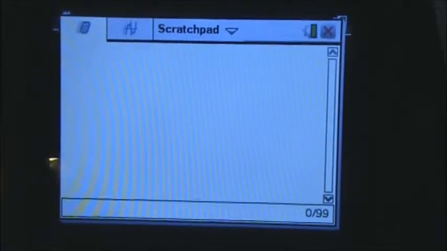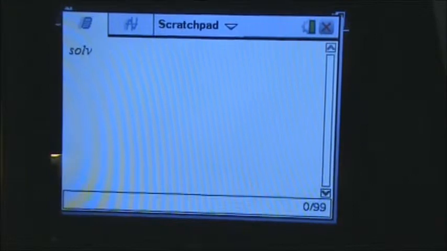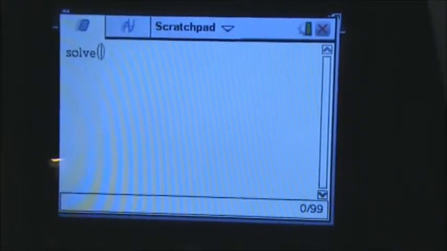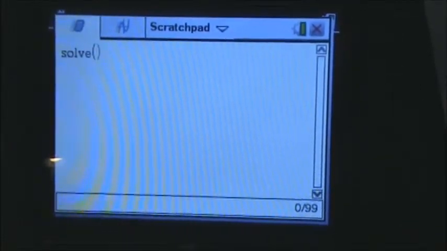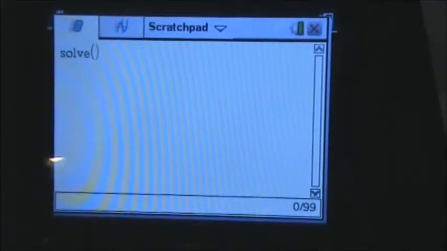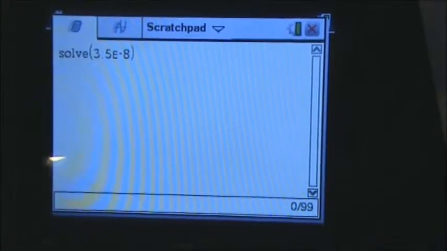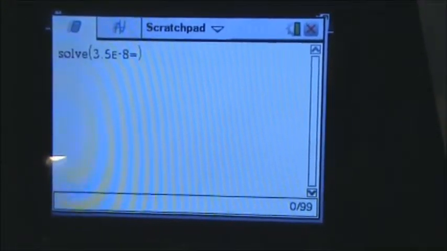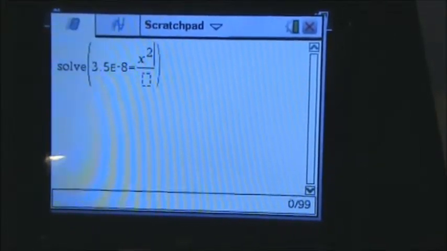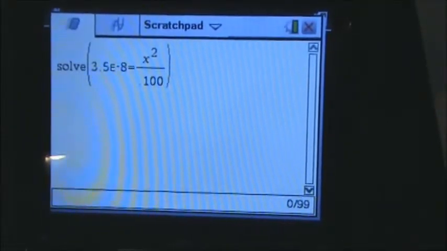In order to find x, we can use the solve function on the calculator. Now we will set the dissociation constant equal to the equilibrium expression. In the problem, they gave us that Ka equals 3.5 times 10 to the negative 8. We will set that equal to the expression Maddie found and solve for x. Remember that the x on the bottom is negligible.